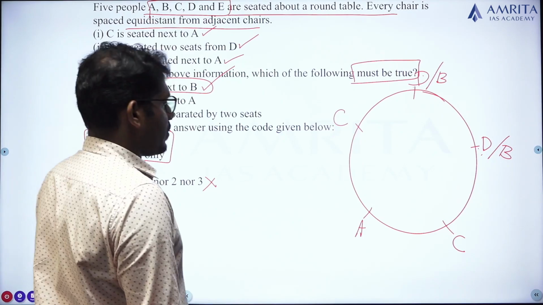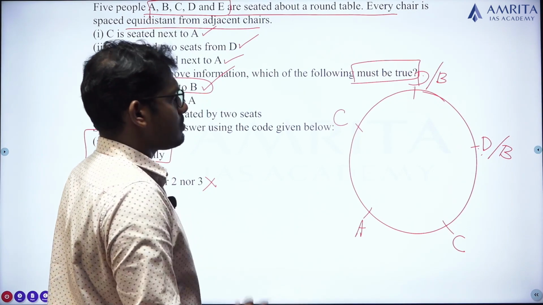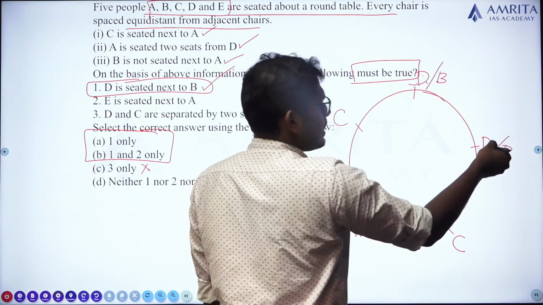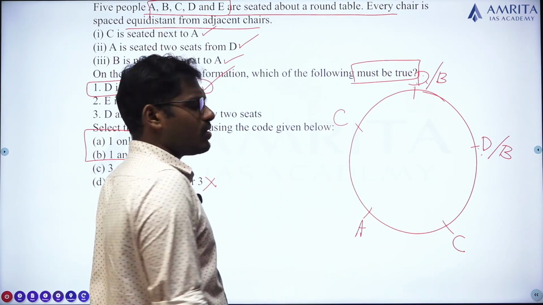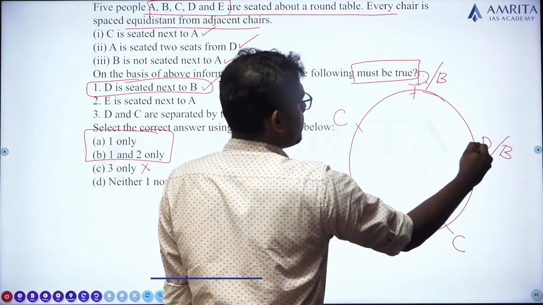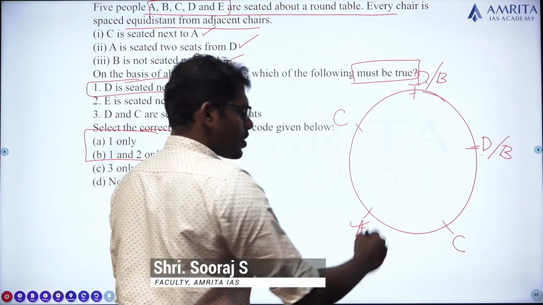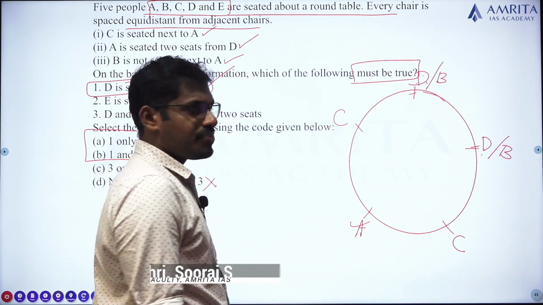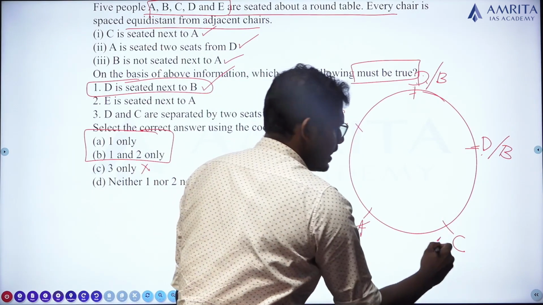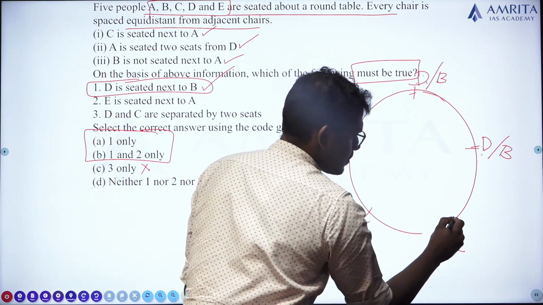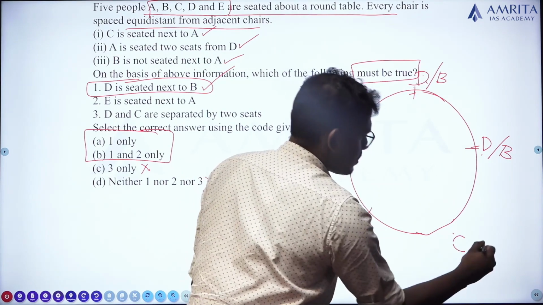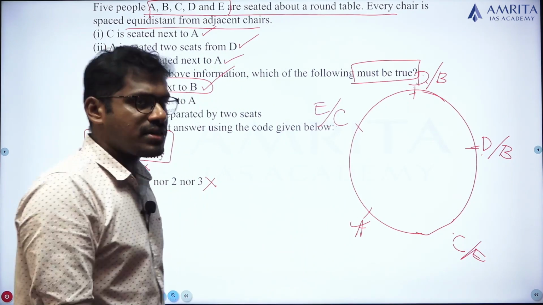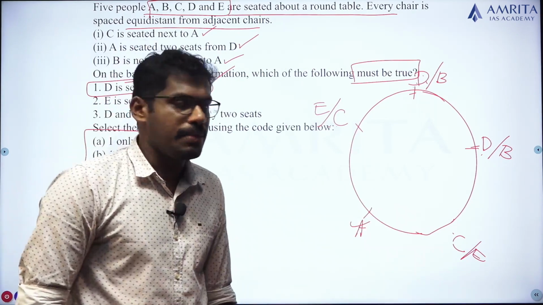E is seated next to A. See, if D or B is here, then D or B will be here. Clear? Okay. So these two positions are occupied by D and B. This position is occupied by A. So now we are left with C and E. If C is here, then E will be here. In whatever the case, A and E can be neighbors.